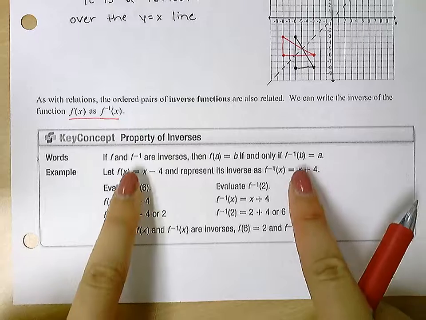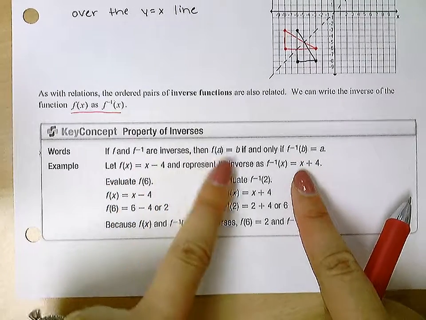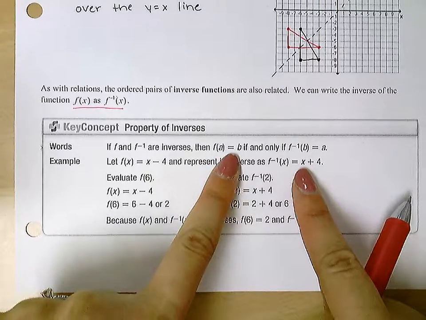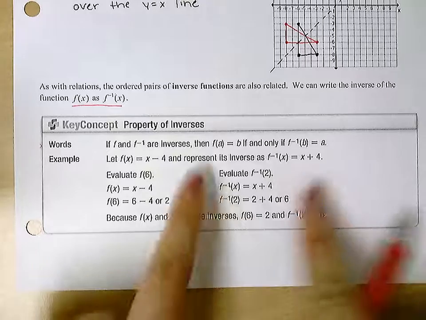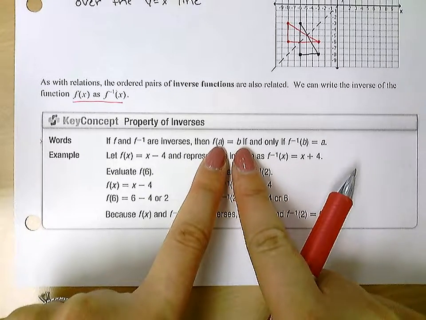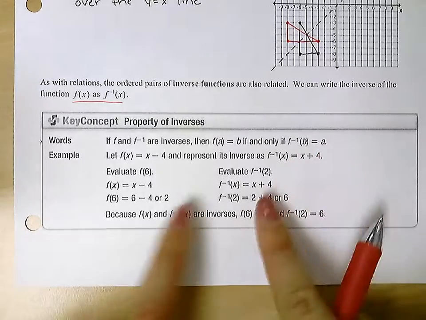Okay, so in words here, if f and f inverse are inverses, then f of a equals b if and only if f inverse of b equals a. Okay, that's still just flip-flopping a and b. So your inverse, you flip-flop a and b.